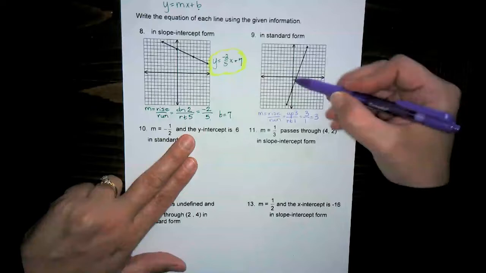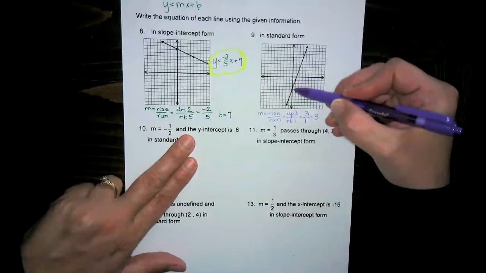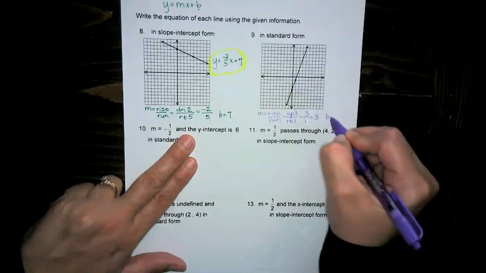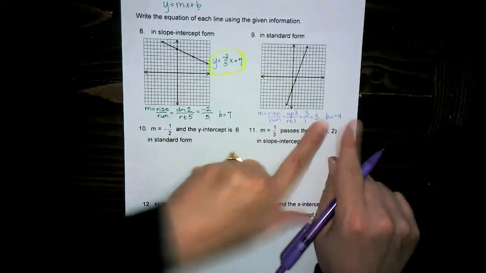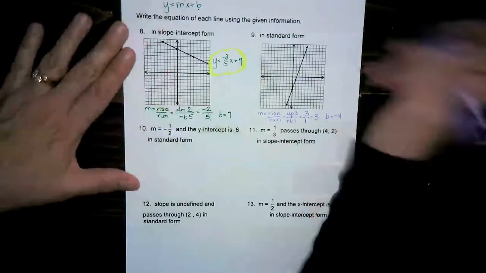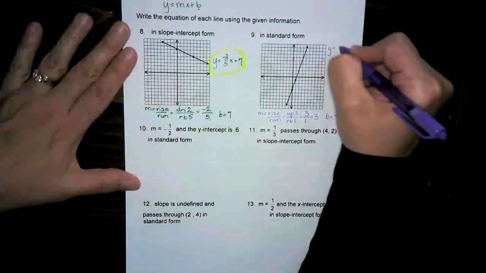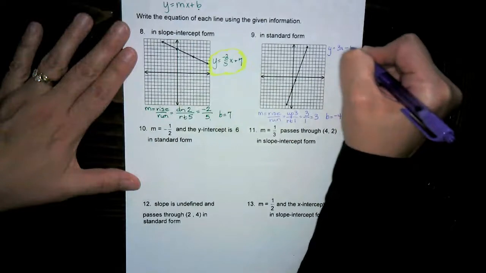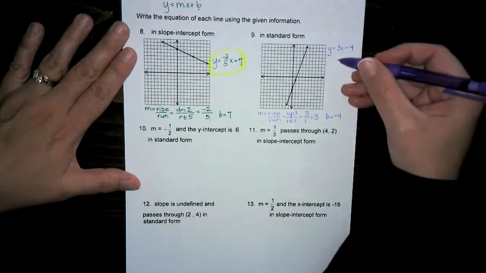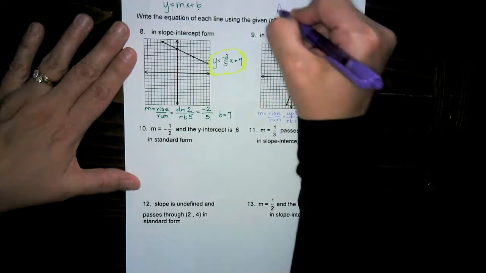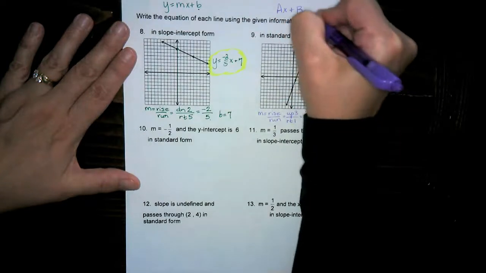Okay. My y-intercept is 1, 2, 3, down 4. So my y-intercept is -4 there. Now let's put our m and our b into the slope-intercept form. y equals 3x minus 4. Now you'll remember this is slope-intercept form. We want standard form, which looks like this.